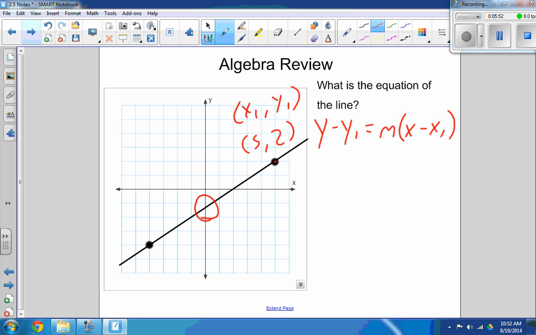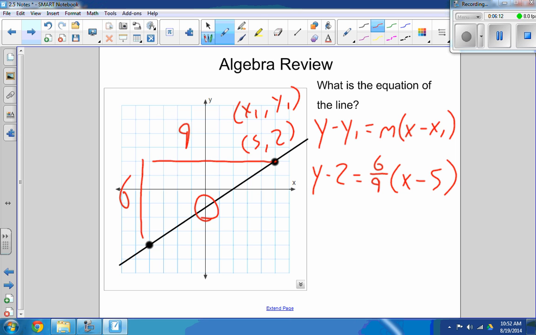So slope is rise over run. We go up 6 over 9. So y minus y1 equals the slope, rise over run, times x minus x1, which is 5. And that is the equation of the line. And that is the end of this lesson.